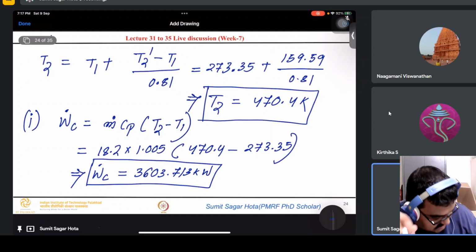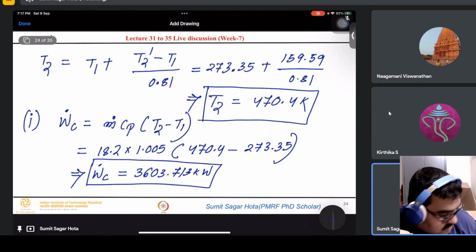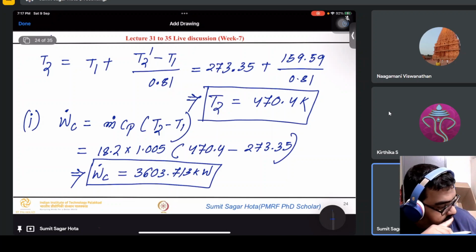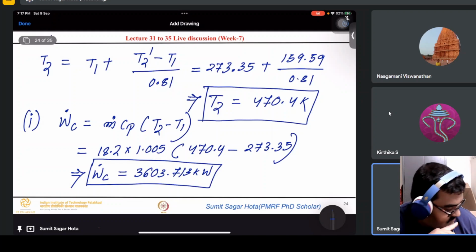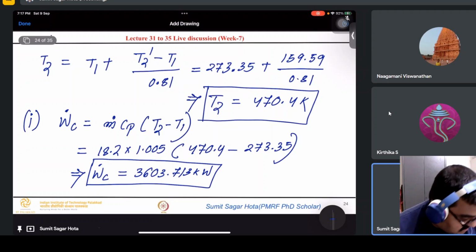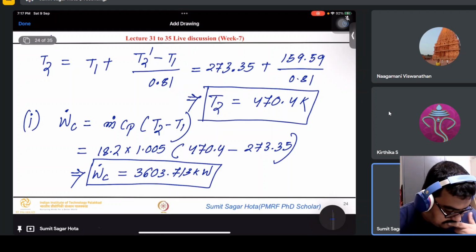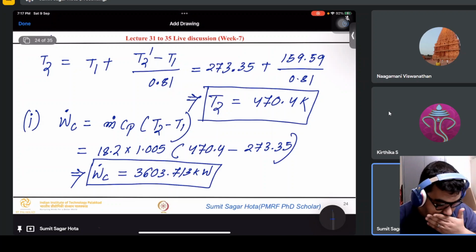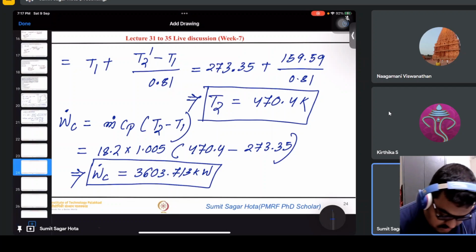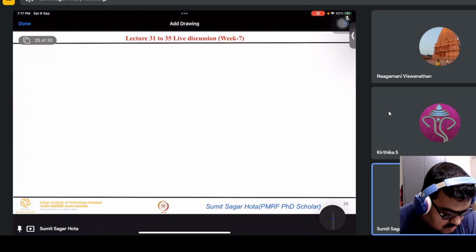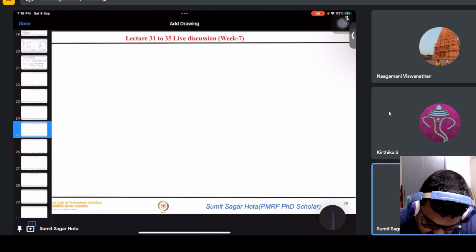So next is your fuel air ratio. Now let's go. Now what is heat addition? Okay, now we go for the heat addition.